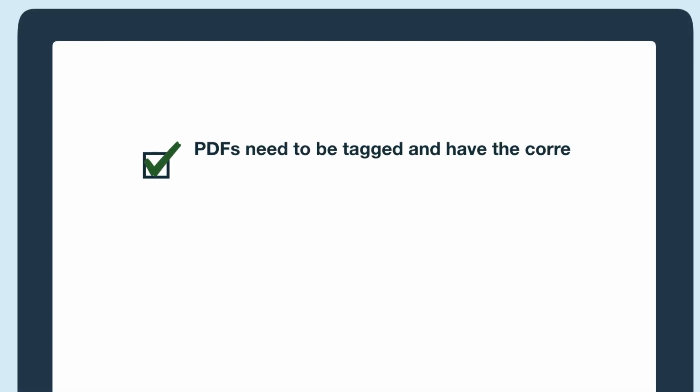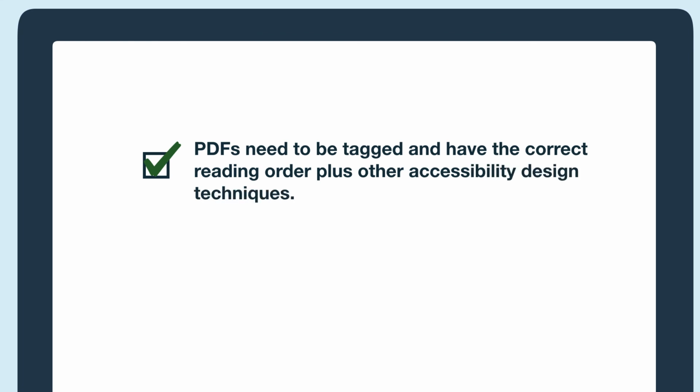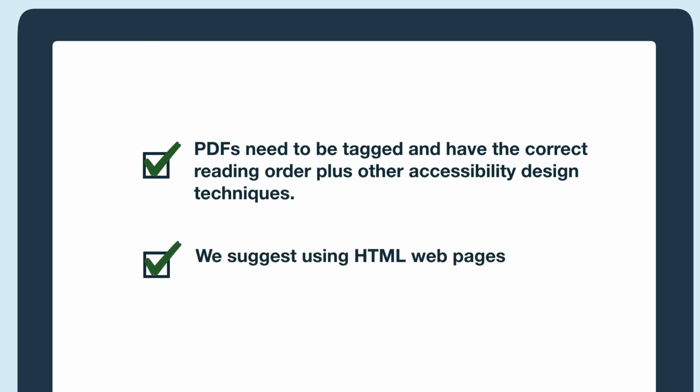Remember, if a PDF is needed, it needs to be properly tagged and have the right reading order on top of all the other accessibility design techniques. Otherwise, we suggest sticking to HTML web pages.